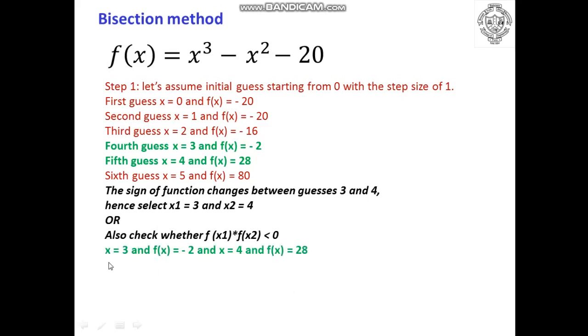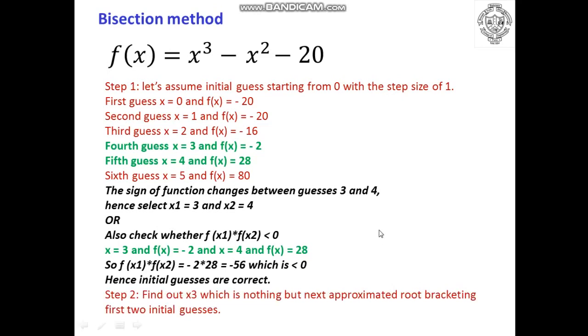So what I will do, I will write this as, when x is 3, f of x is minus 2, and when x is 4, f of x is 28. So the initial guesses are correct. This I told you previously. Now the next step, as we know, is to find the value of x3, which is nothing but the next approximated root, bracketing the first two initial guesses.